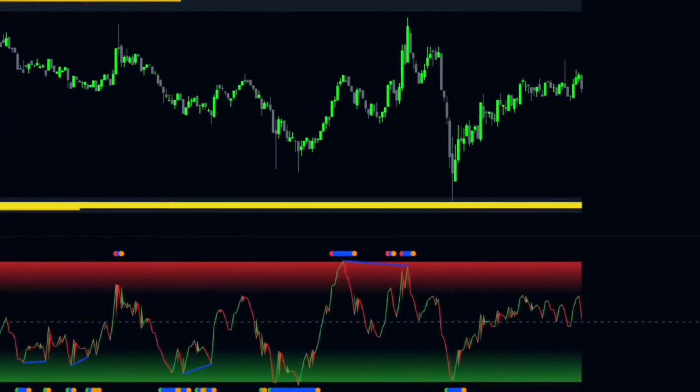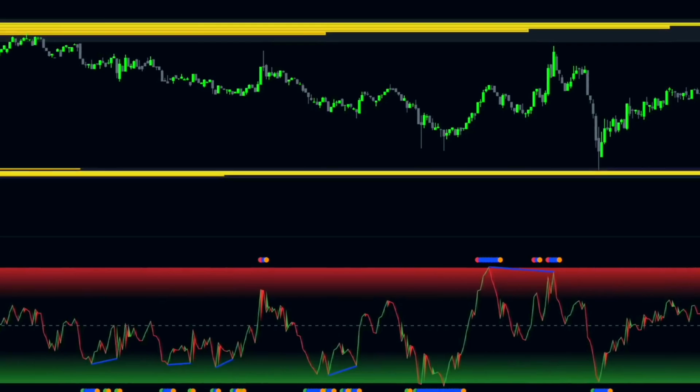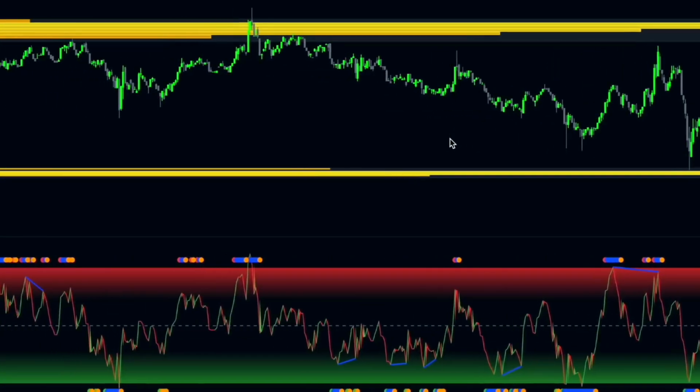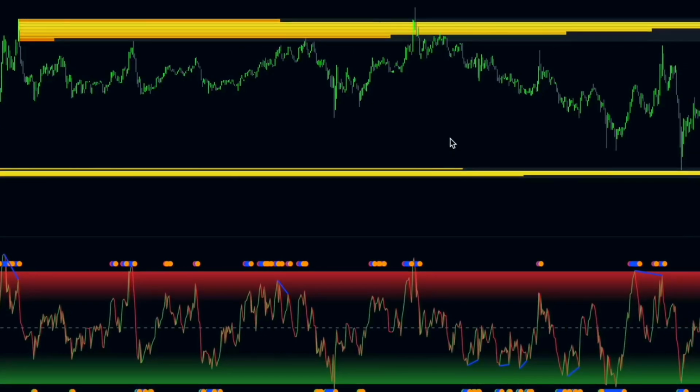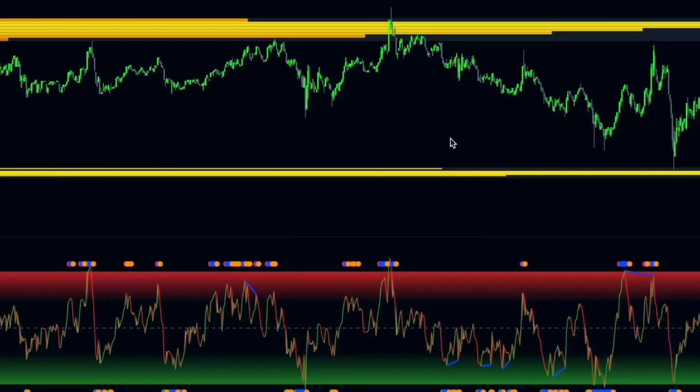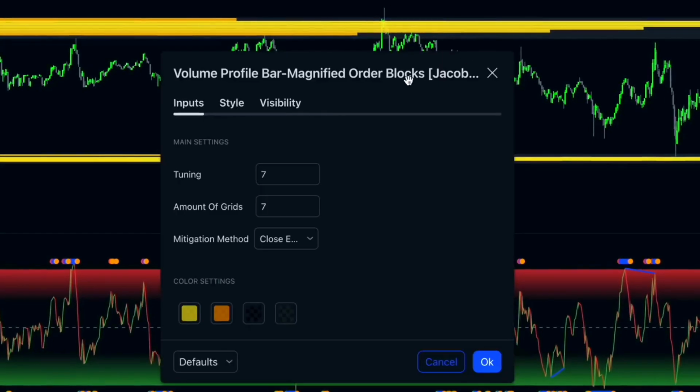The second indicator in this strategy is arguably the most crucial. Why? Because it analyzes the market in a completely new way. Unlike conventional order block indicators, the volume profile order block tool extracts data from lower time frame bars and allocates it to various segments of the order block, offering a more comprehensive view of market activity. This indicator's key feature is the ability to fine-tune order block detection using a single input setting called tuning.